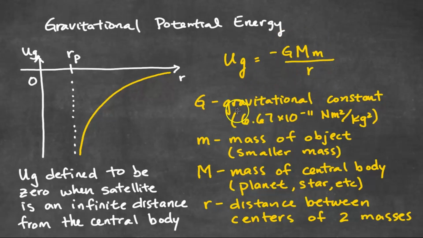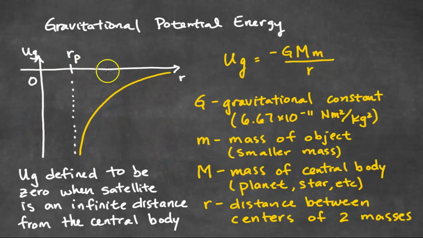And the big G is the gravitational constant, and that is 6.67 times 10 to the negative 11. Big M is the mass of the central body, such as a planet or a star. Little m is the mass of a smaller object, and r is the distance between the centers of the two masses. You might wonder why there is a negative here. The reason is that the gravitational potential energy is defined to be zero when the satellite is an infinite distance from the central body. So as you get closer to the central body, the number becomes more and more negative.